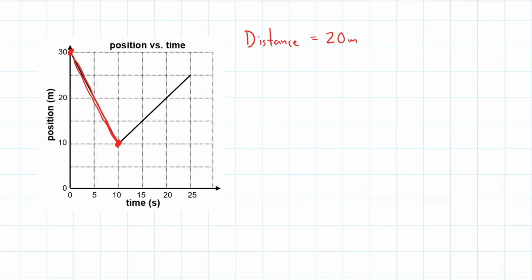And then in this second piece, they started at 10 and they finished at 25 meters. So in that little second green part, they went from 10 to 25 meters, so they went 15 meters. So the total distance traveled would be 35 meters.